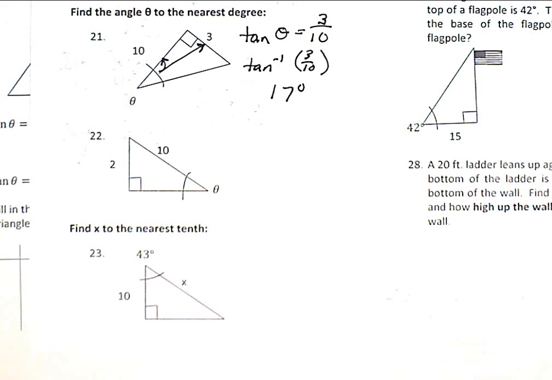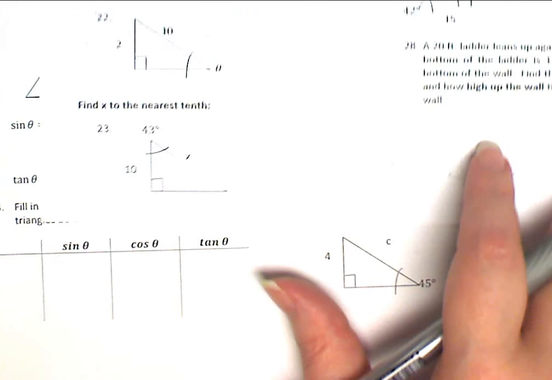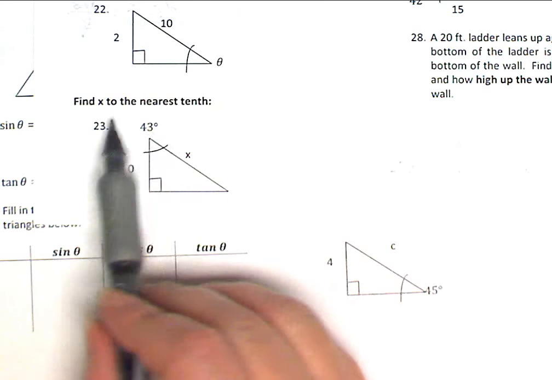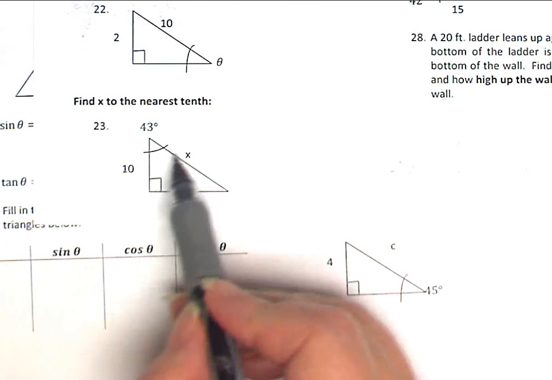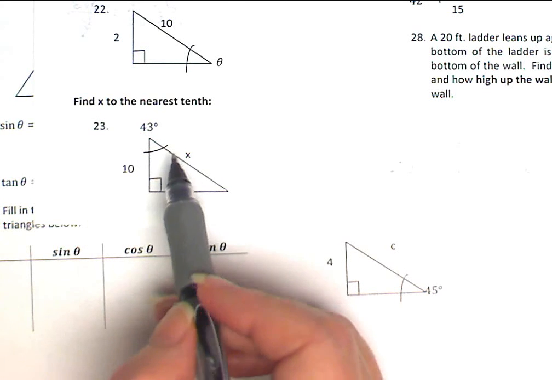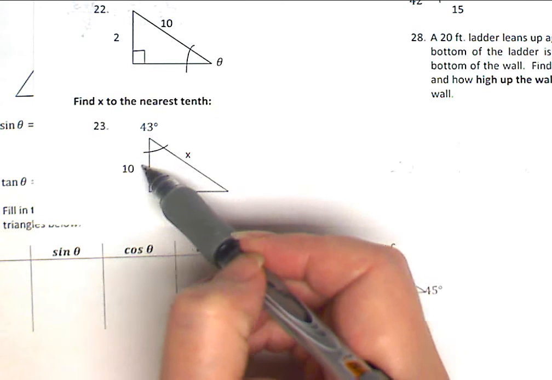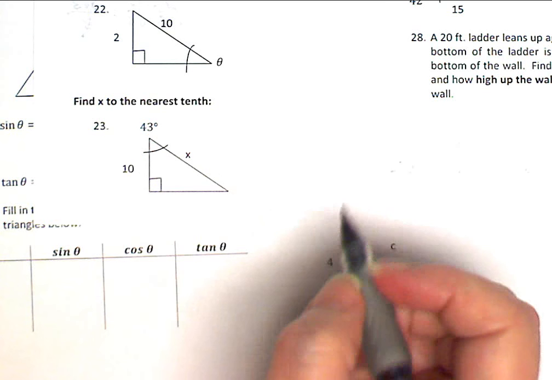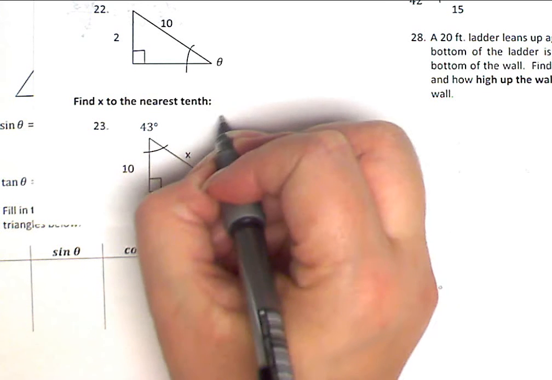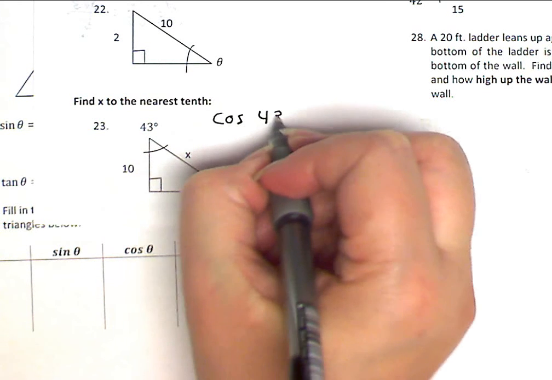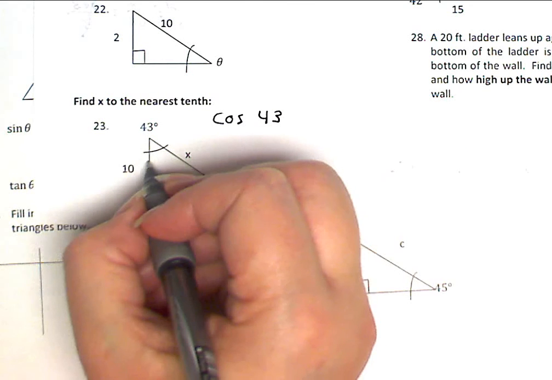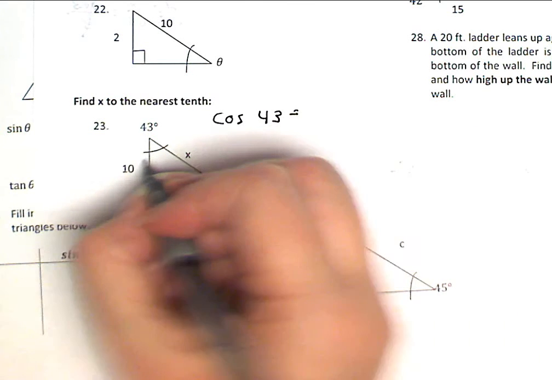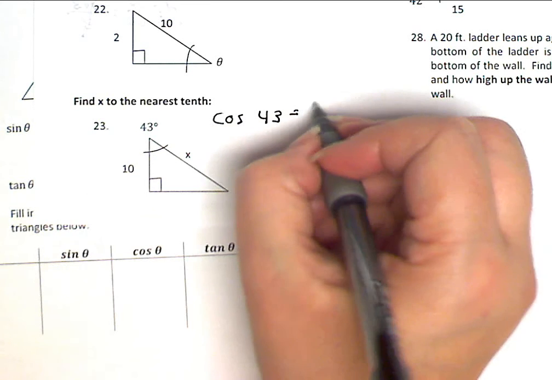I'll leave you with 22 to try, because I won't have time to do all of them. So find x. What can we use for finding our x now? We have adjacent and we have hypotenuse. What would that be? Cosine. So cosine of 43 is equal to adjacent of 10 over hypotenuse of x. How do I solve for x?